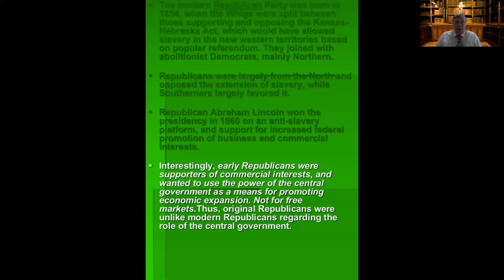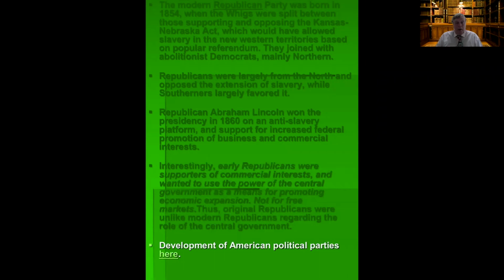Interestingly, early Republicans were supporters of commercial interests and wanted to use the power of the central government as a means for promoting economic expansion. They were not for free markets. And so original Republicans, those born in 1854, 1860, in that era, were unlike modern Republicans regarding the role of the central government. Modern Republicans prefer that the central government keep a hands-off approach to the economy and also relative to the states.